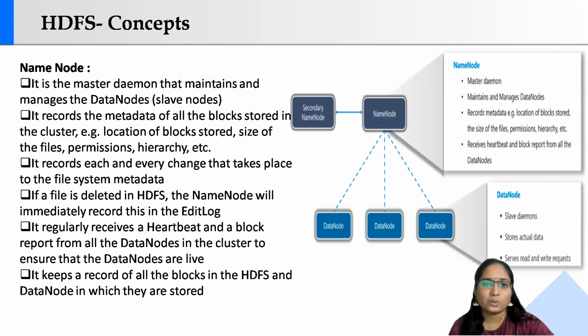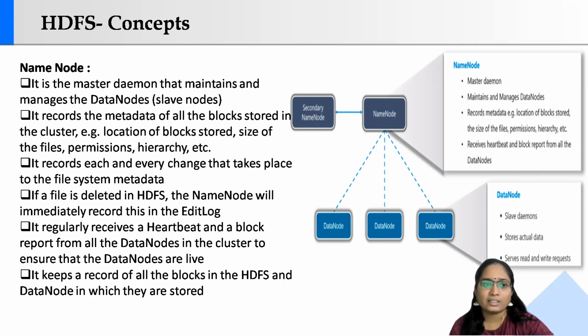How is it stored? It stores the records, the metadata of all the blocks of the clusters. It handles the information: what is the location of the blocks, how the blocks are stored, what is the size of the files, what is the hierarchy, and what permission is required to get the data. This information is stored in the name node.